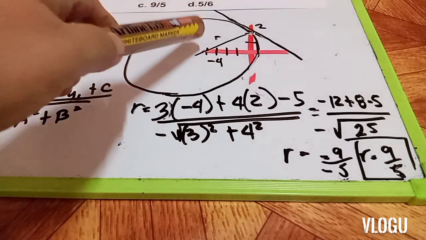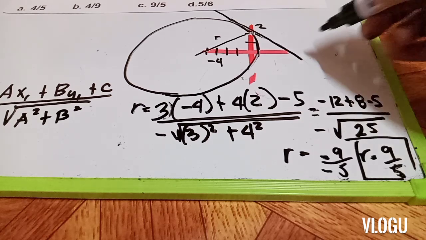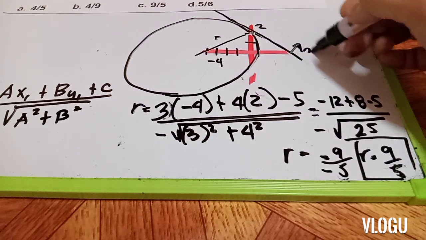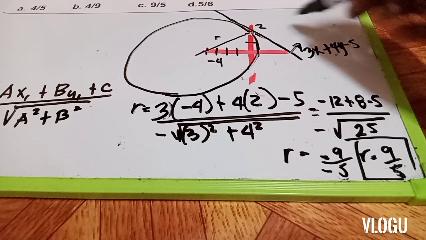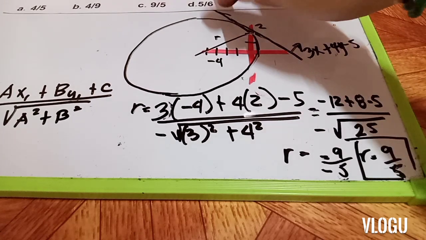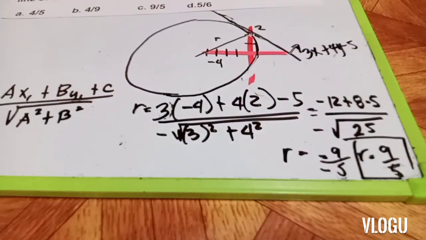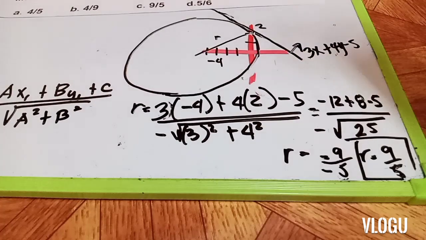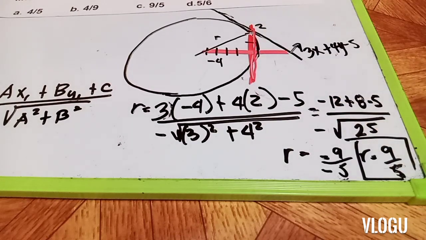But, if you will look at this one, this will be our 3x plus 4y minus 5. So, this is the tangent. So, this will be our equation. Take note. This is the x and y axis. Okay.